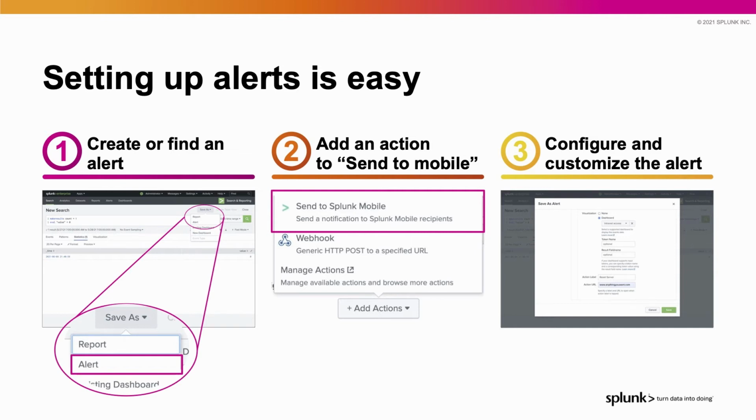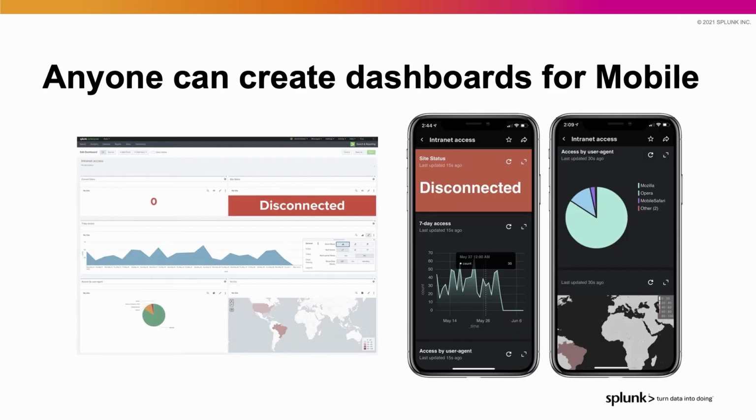First, create an alert as you normally do on Splunk, or find an existing alert that you've already created. Next, add an action to send the alert to mobile. Lastly, you can configure the alert based on what you need. For example, you can set up custom actions so that the person receiving the alert can easily trigger an action of your choice. Many users access Splunk Mobile to view dashboards on the go.